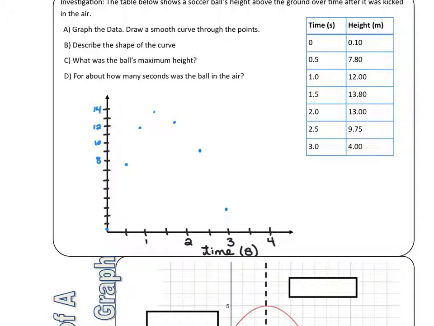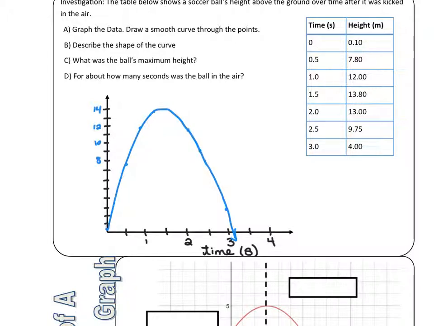Now it says to draw a smooth curve through the points. So if we draw a curve through the points, I'm going to try to actually make that a little bit smoother. Just going to put that point here. So notice that it makes this curve where it goes up and then comes back down.